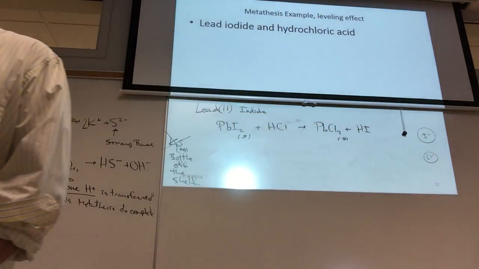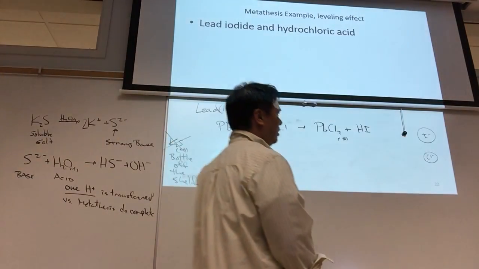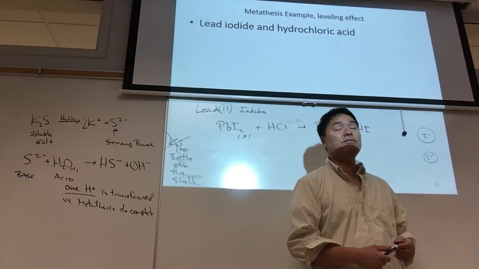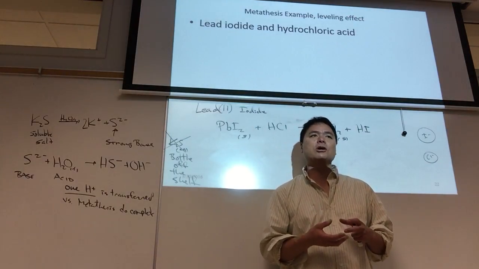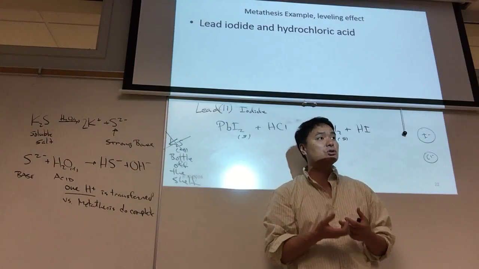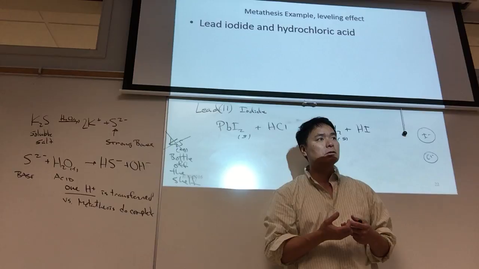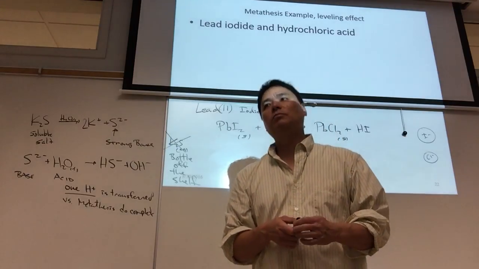Lead 2 chloride is insoluble, but lead 4 chloride is soluble. Why is that? Hey, wait a minute. Lead 2 versus lead 4. Lead 4 has a much higher charge. Shouldn't that be more strongly attracted than lead 2, which has a lower charge? Yes. And so why is lead 4 chloride more soluble?